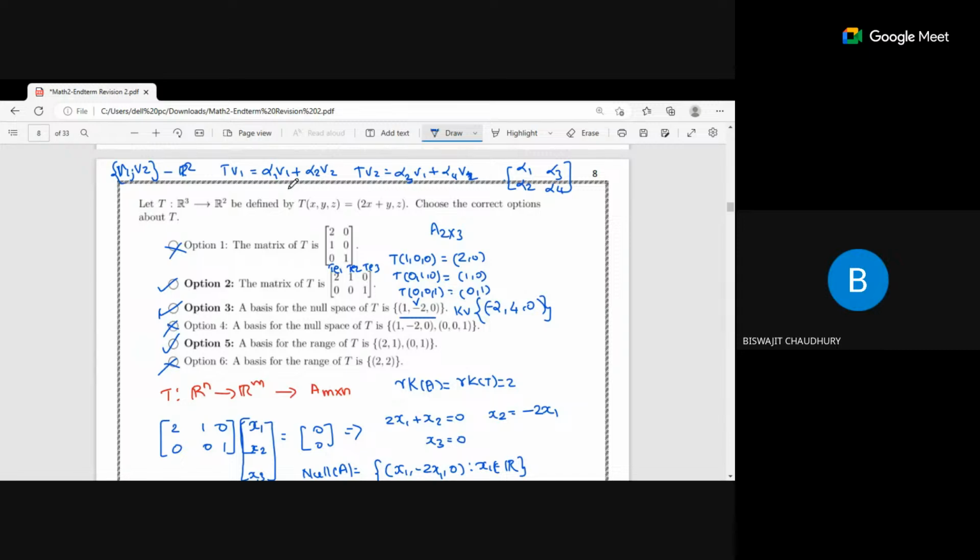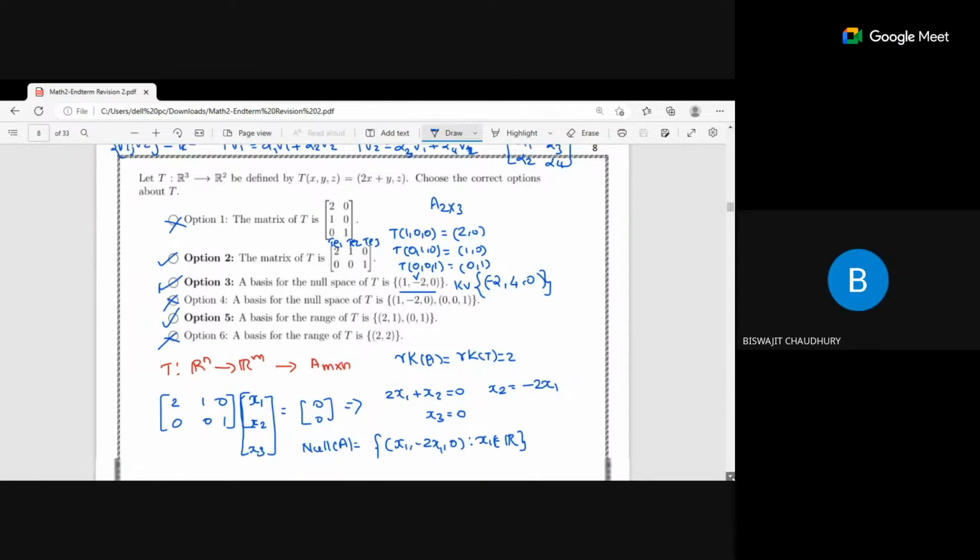Will that give the kernel space? I mean, from that, can we find a basis for the kernel space of T? Yes, definitely you can find. The basis which we have found as the null space of T is the same as the kernel space of T, right? Yes. Okay, ma'am. Thank you.